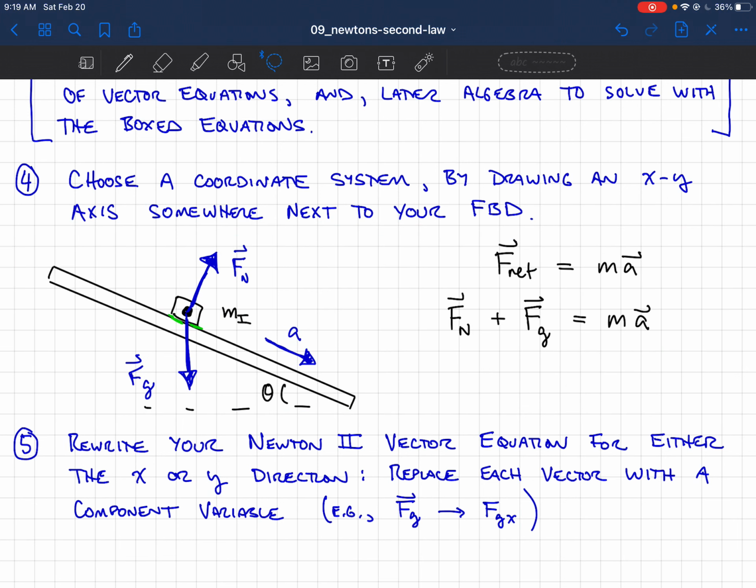So in order to deal with a vector equation, we're going to want to make an x equation and a y equation out of it. Remember, there were two things you could do with a vector equation. You could work with it graphically, or you could work with it algebraically by writing out components. Of course, x and y don't mean anything until I draw a coordinate system. So this step 4 is to simply draw a coordinate system.